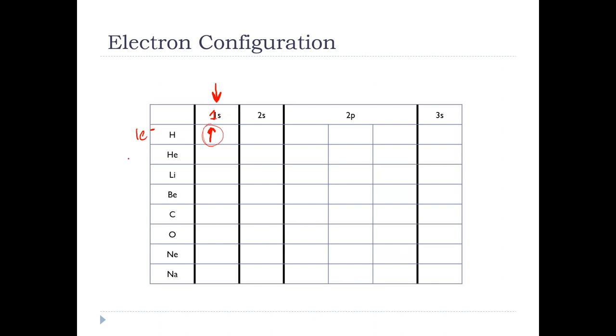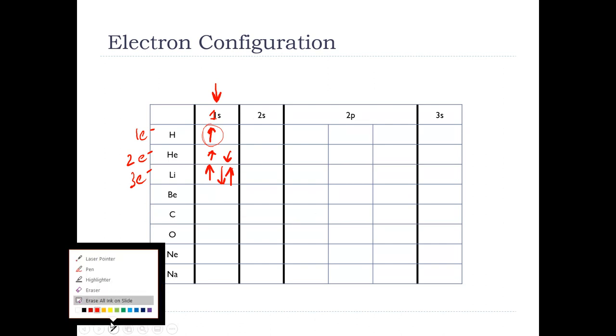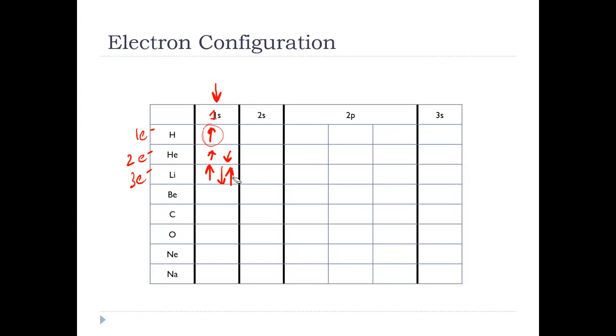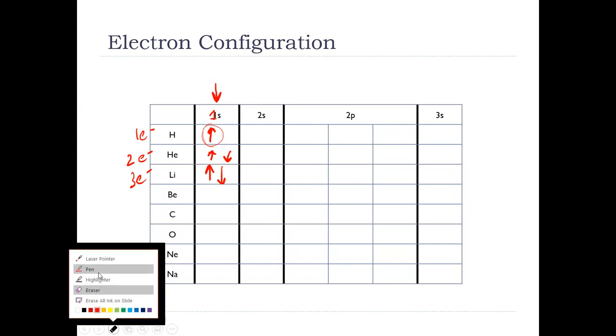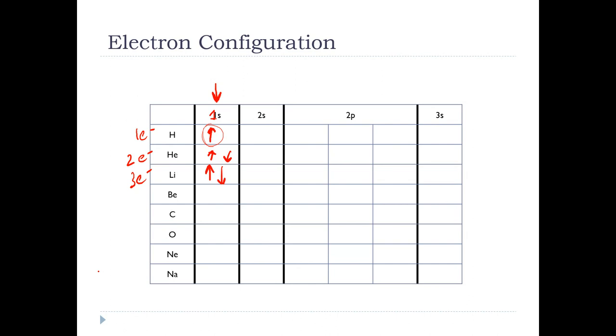That's it. Helium has 2 electrons. We're going to put them again in the lowest possible energy level. 1, 2. Just like that. This is helium's electron configuration. 2 electrons in the 1s orbital. Lithium has 3 electrons. How about 1, 2, 3? No, we can't do that because Pauli exclusion principle says that there's space for only 2 electrons in each and every orbital. So I cannot put 3 into that 1 orbital.